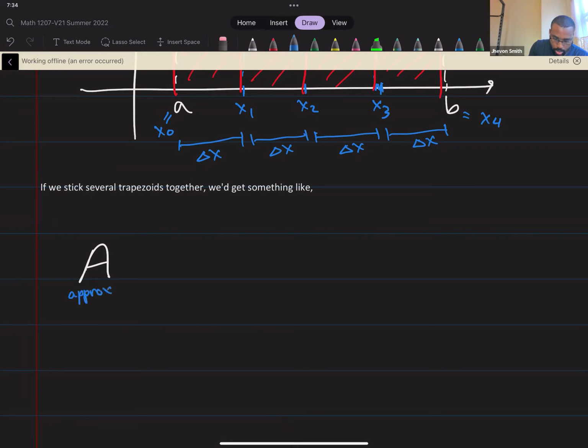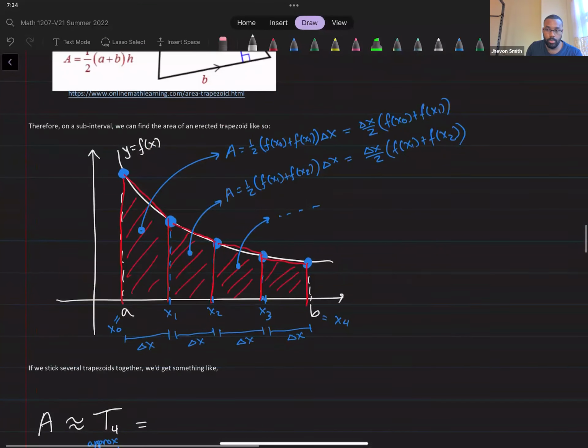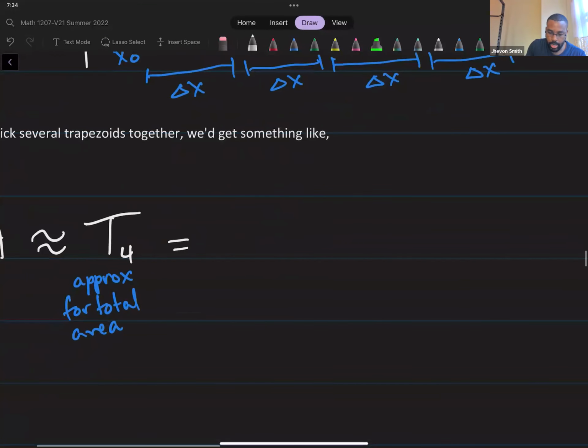Approximately the total area. Maybe I should write this as T sub 4. That's the trapezoid approximation with 4 subintervals. So our actual area, we can approximate with just the sum of these formulas. That would look something like delta x over 2 times, hold on, give me a second.